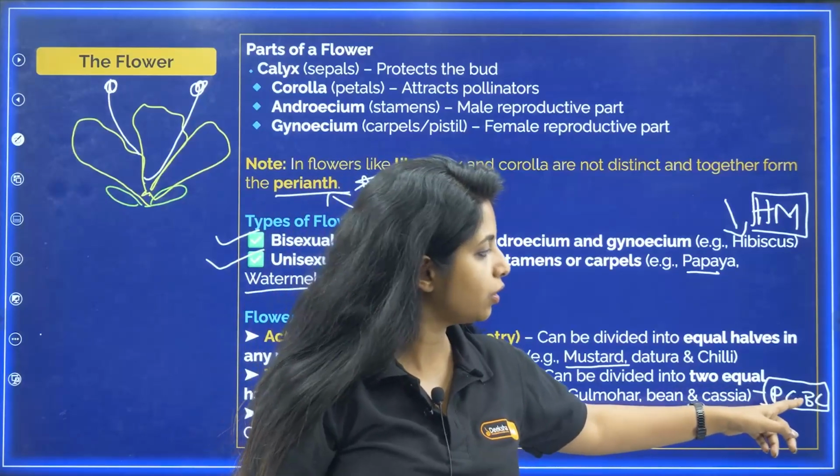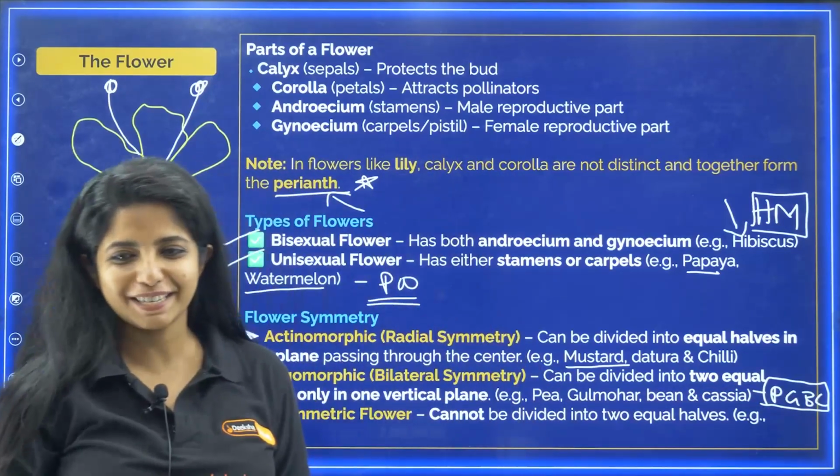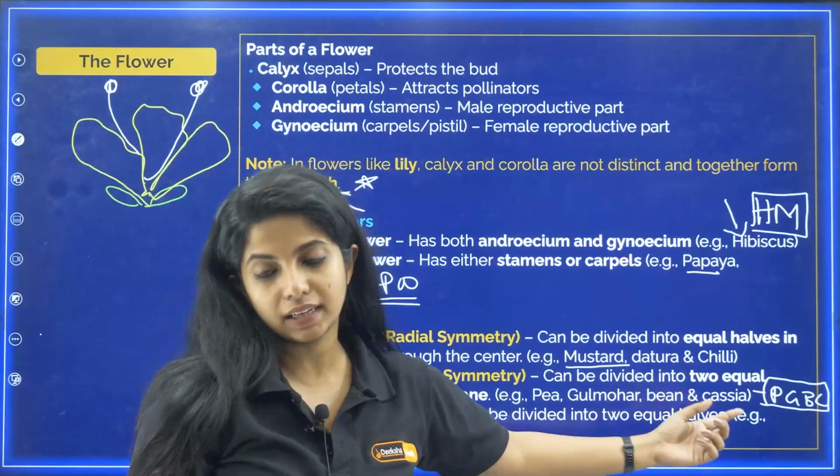Should I do PG or should I do bachelors? Either way. Okay, so it is basically P and gulmohar and then B and cassia that you are having.